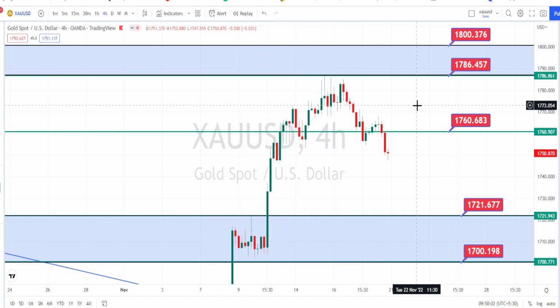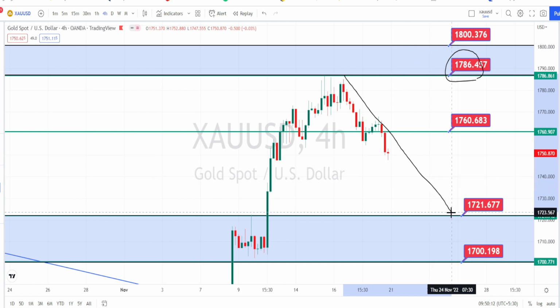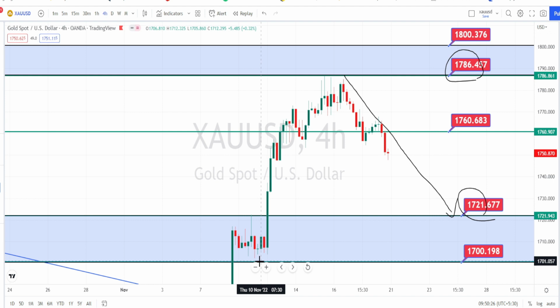I'm in 4 hours time frame now. When we look at the price action in 4 hours time frame also, it has bounced back from the resistance level of 1786 and it is on a bearish side retracement. And next level of support from the higher time frame is going to be around 1721. And when we look at the chart pattern, it is forming a head and shoulder pattern.